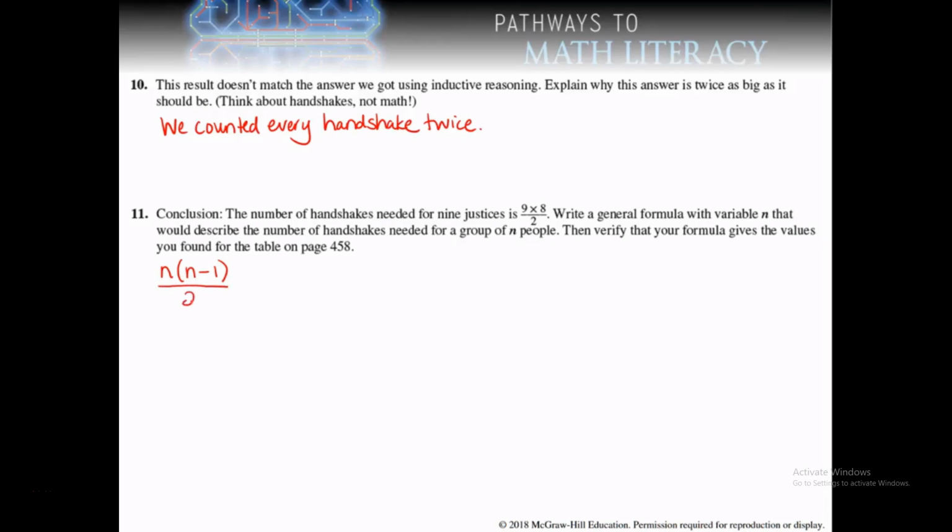And then you can go back to your table from earlier in the lesson and plug all of the numbers of justices in and see if the results match, and they do. Here I'll go ahead and show it for 9. If we have N equals 9, then we would have 9 times 9 minus 1 all over 2. That's 9 times 8 over 2, which does indeed give us 36. So that one does check. And if you look back, they all do.